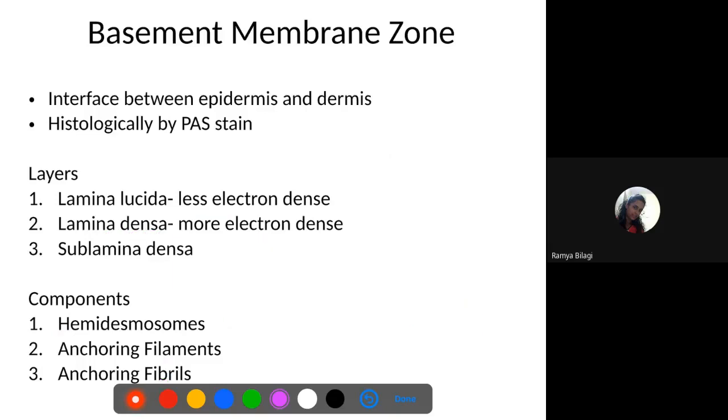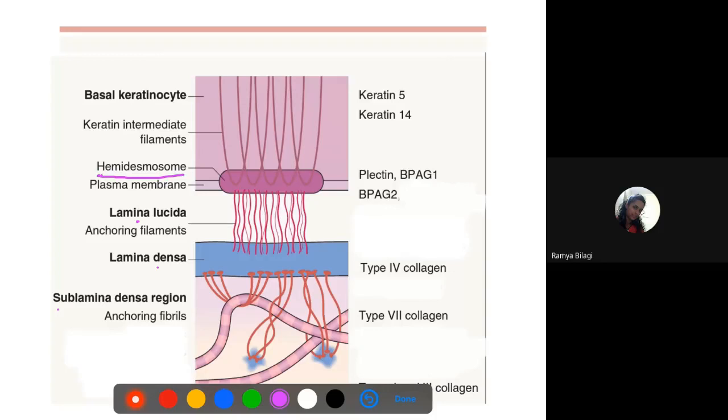Next. So this is the picture showing you basement membrane zone. So we see the hemidesmosome here. Hemidesmosome has two parts, one within the keratinocyte and the other extending outside: intracellular and extracellular. So what is the intracellular part doing? It is connected to these U-looped structures, which are keratin intermediate filaments.